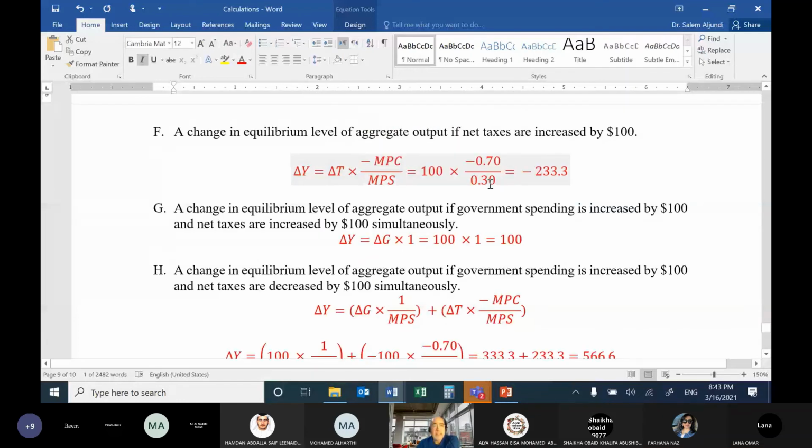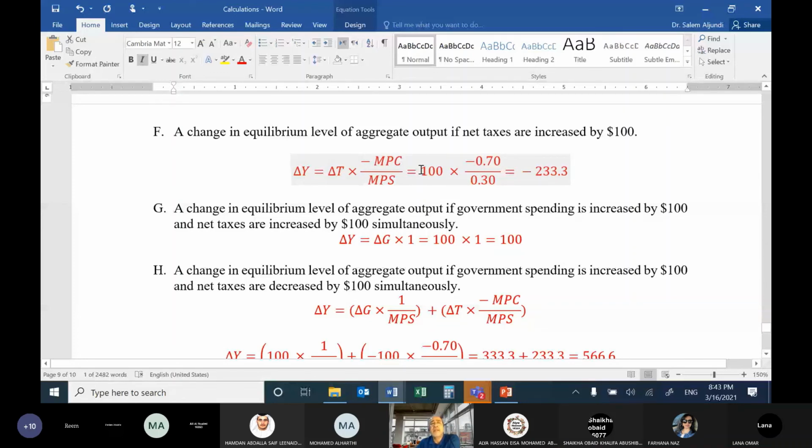Okay. F. A change in equilibrium level of aggregate output if net taxes are increased by $100. Okay. So since taxes are changed, use tax multiplier. Tax multiplier is minus MPC divided by MPS. So here taxes are increased, so put a plus 100. If taxes are decreased, put here minus 100.